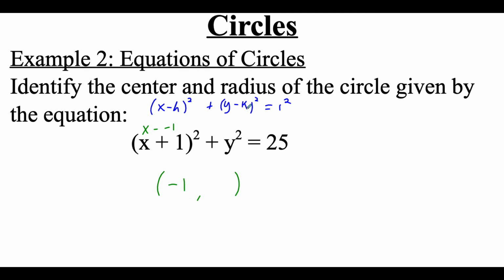As far as the k value, k is what's being subtracted from the y, and here there's nothing being subtracted from the y. So the k value is just 0. And then as far as the radius goes, on the end, that's r squared. So if r squared is 25, then r must just be 5. So this circle is centered at the point (-1, 0) with a radius of 5.